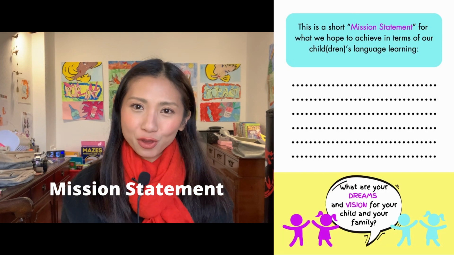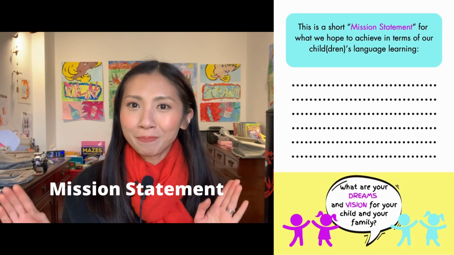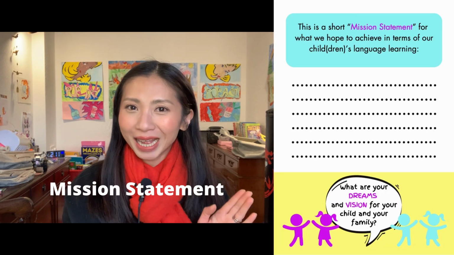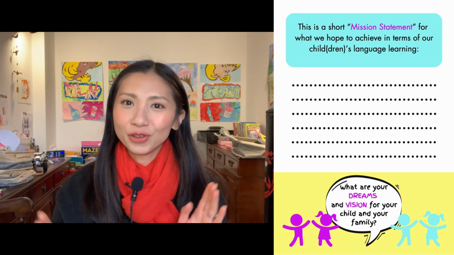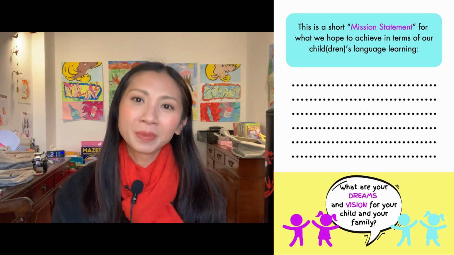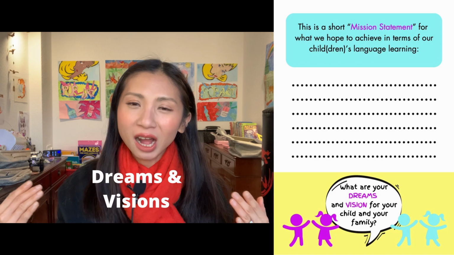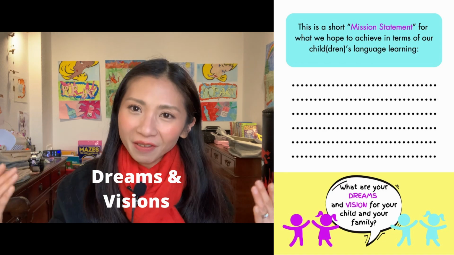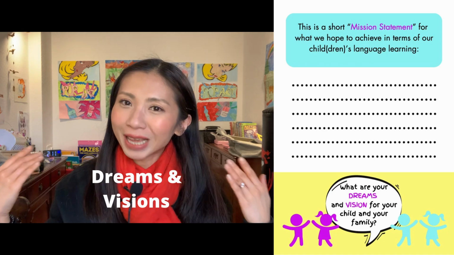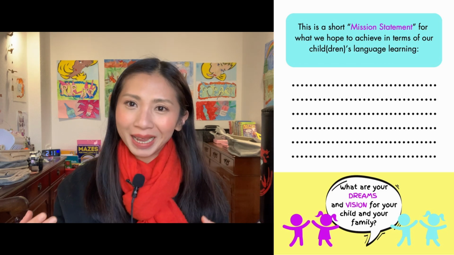Great, that's page 2 completed. Now let's move on to page 3. Write out a short mission statement for what you hope to achieve in terms of your child's language learning. What are your dreams and visions for your child and your family? Be as specific and imaginative as you can. So let me give you an example. For us, our mission statement could be something like this.